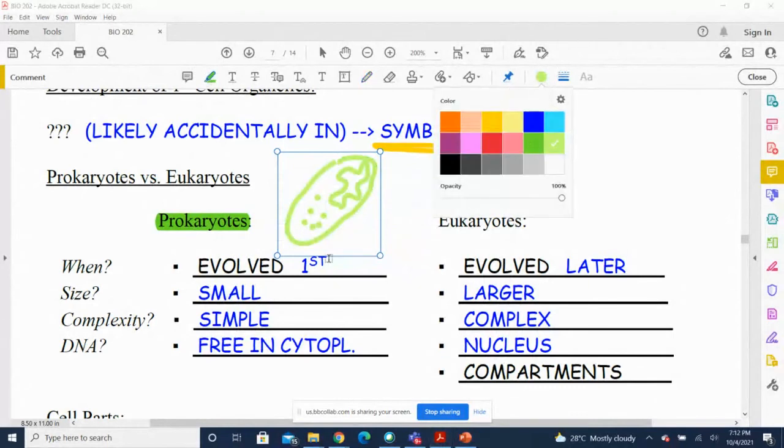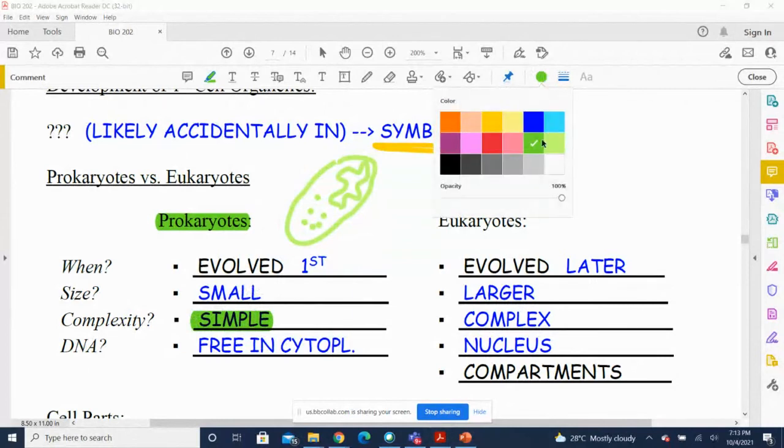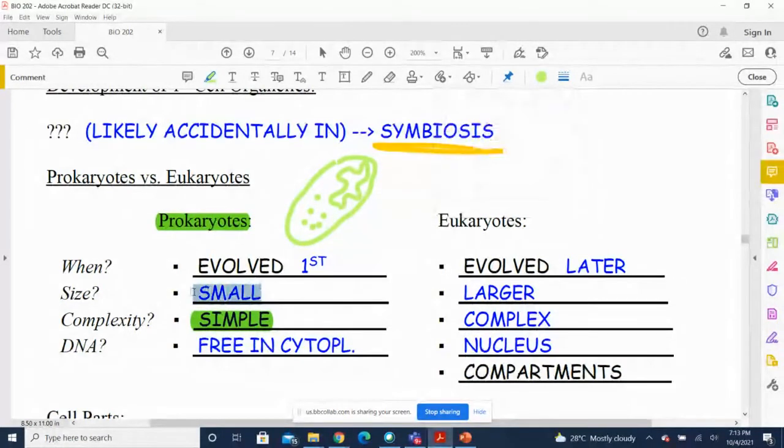They are also small in size, so there's not a huge amount of complexity there. They were first to evolve, they were simpler, they're smaller. The big thing is that we didn't have a nucleus for the DNA. That's something to notice.